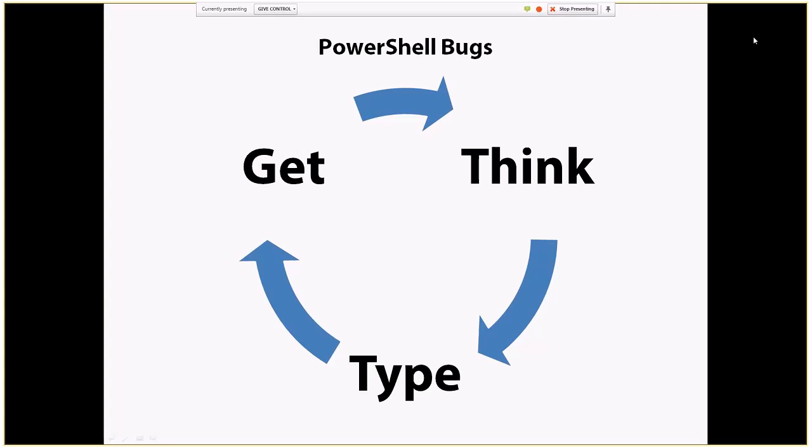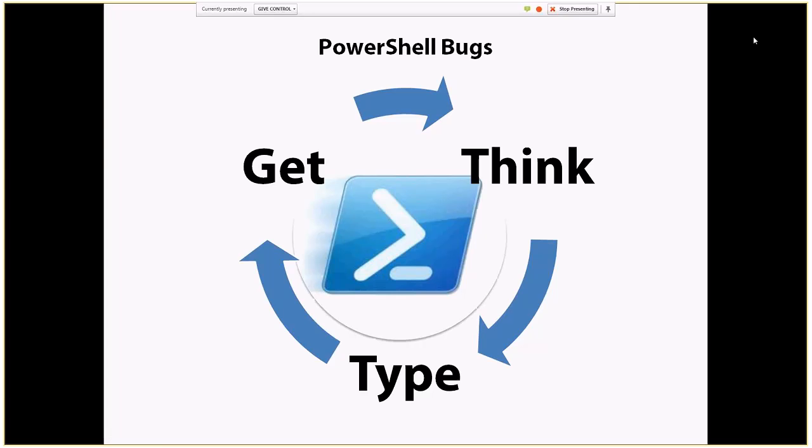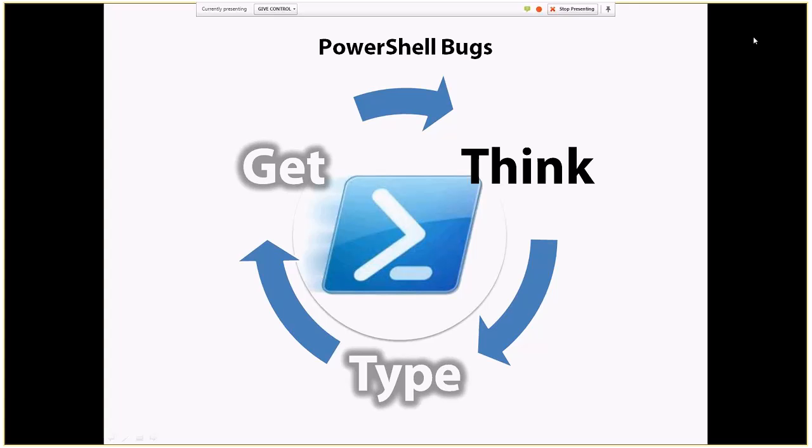So a gotcha isn't a bug, right? A gotcha is what happens when the cycle breaks down, but it breaks down in a very specific way. Right? So let's say the cycle broke down in the typing or the getting. If one of those things was broken, that would be an honest-to-God bug inside of PowerShell, right? You would have a problem with PowerShell that would need to be addressed by the development team.